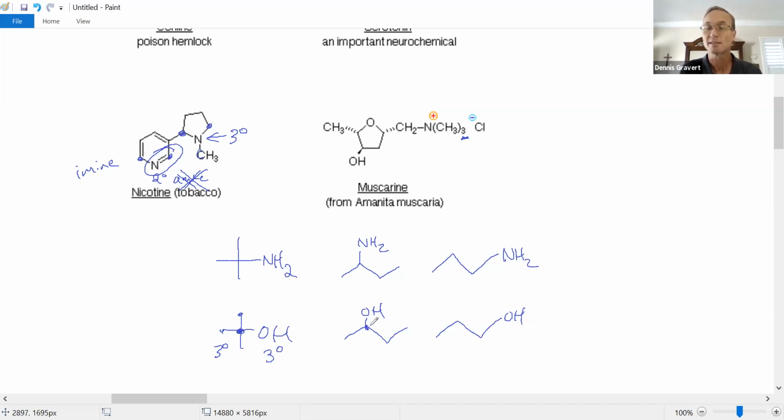What degree is this alcohol? How do you classify this alcohol? You go to the attached carbon, classify it, it's secondary. How about this alcohol? Oh, you talk to the carbon. This carbon is only connected to 1 carbon. It's a primary alcohol. Primary carbon, primary alcohol.